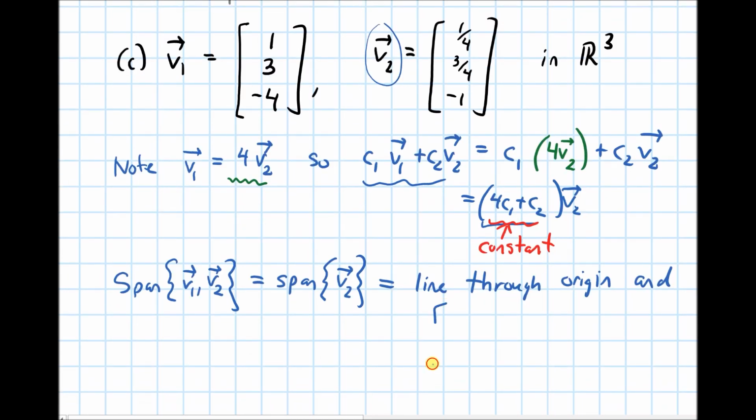And v2 is 1/4, 3/4, -1. So it's really similar to what we got in part A. We always ended up with a multiple of just one vector, and visually that looks like a line through the origin.